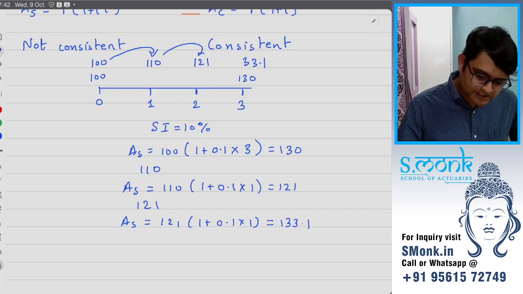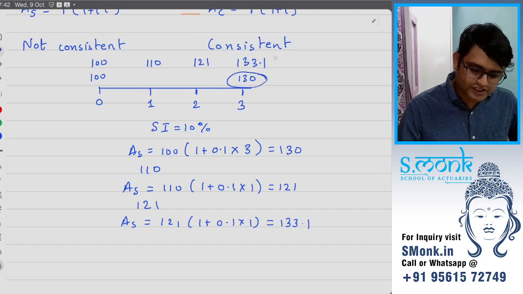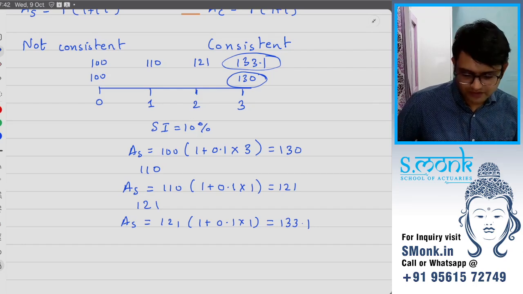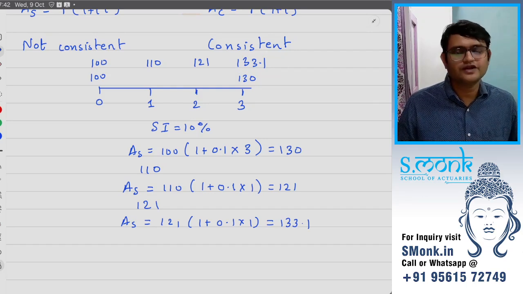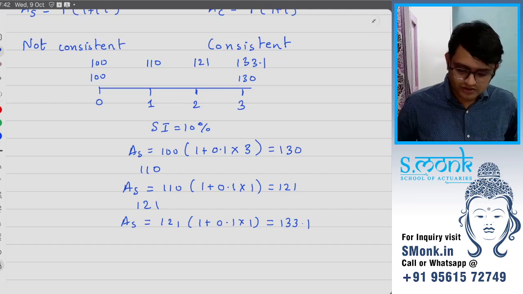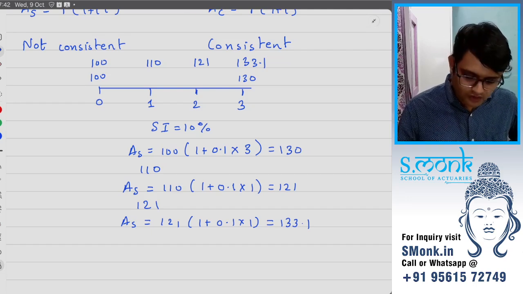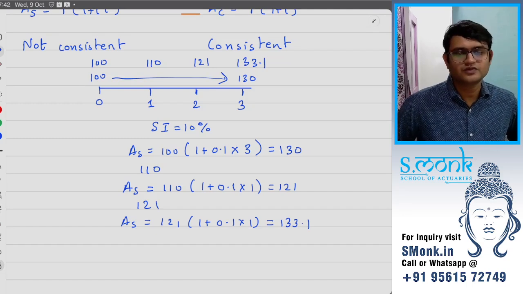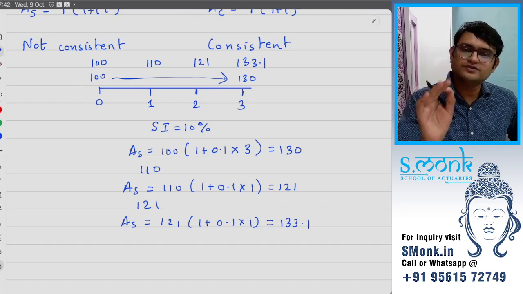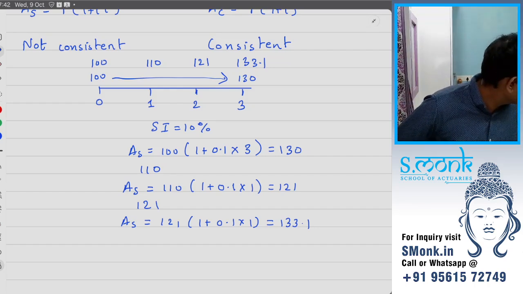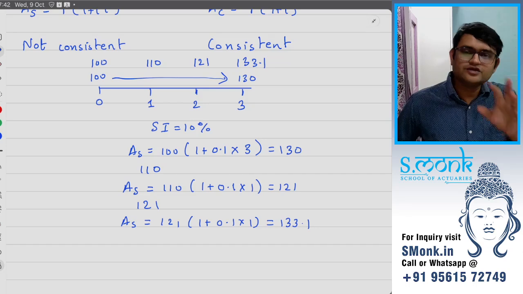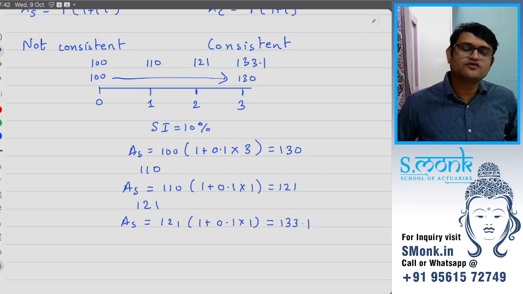Now, it's the same 100 rupees that is earning you either 130 or it is earning you 133.1. Which one would you prefer? 133. You will definitely prefer 133 because you are earning more, right? So you will never give me loan directly for 3 years. You will say, if you want loan, return me the money after 1 year and then take it back.